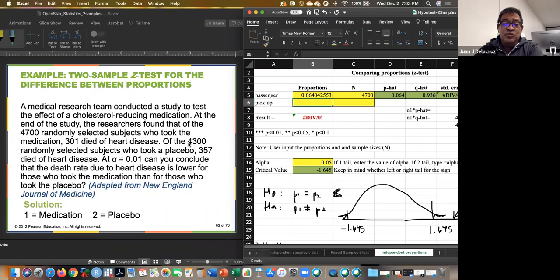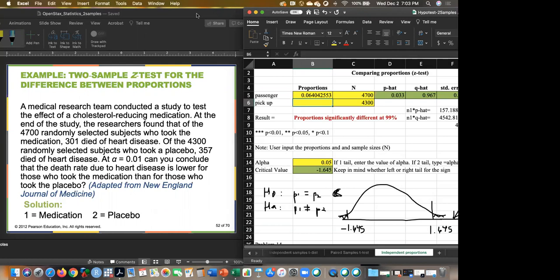So I want to know if in another arm. In this case, we have an arm that is using the medication. The second one is using the placebo. The one on the medication has 4,700, and the one in the placebo group has only 4,300. And we have some people who died. Those numbers, as we can see, the samples are different, and the number of people who died are also going to be different.